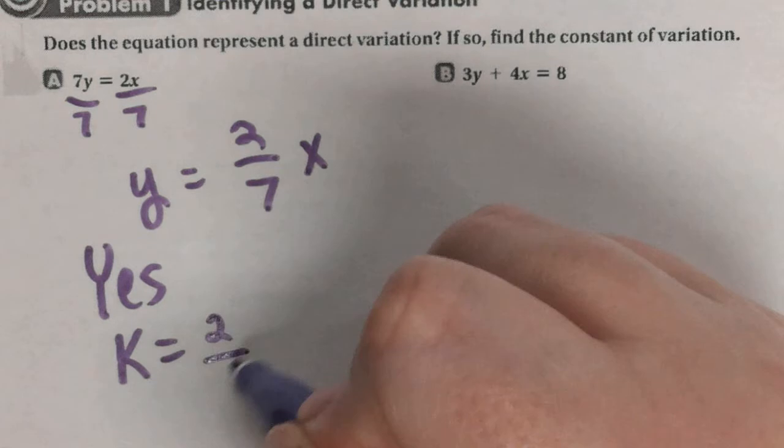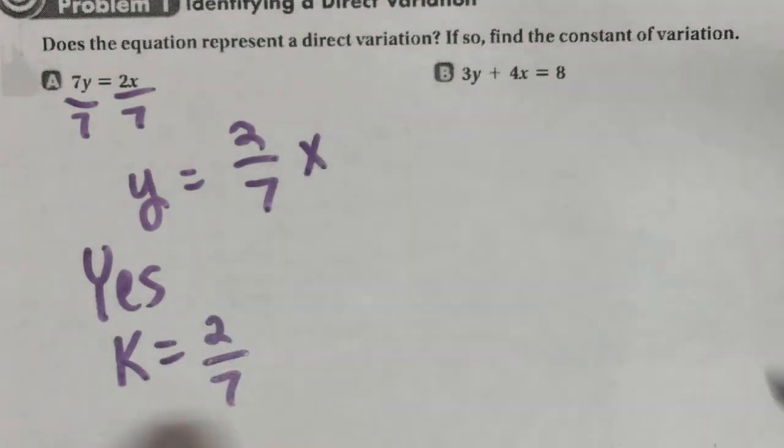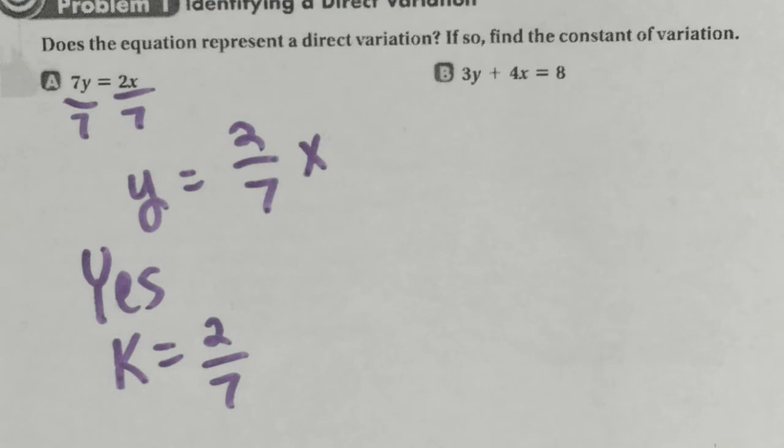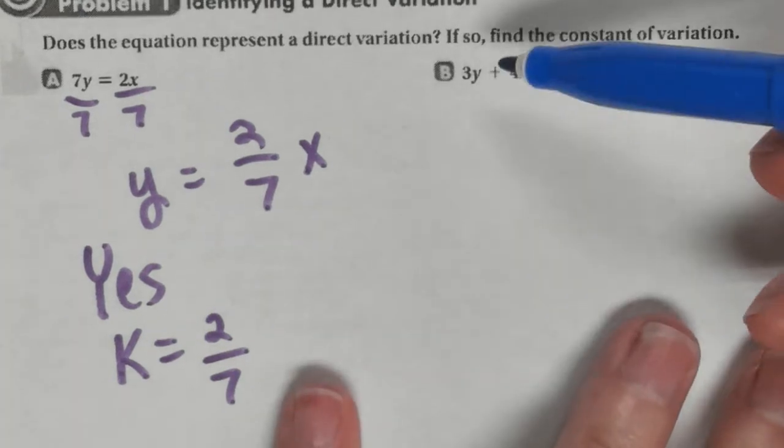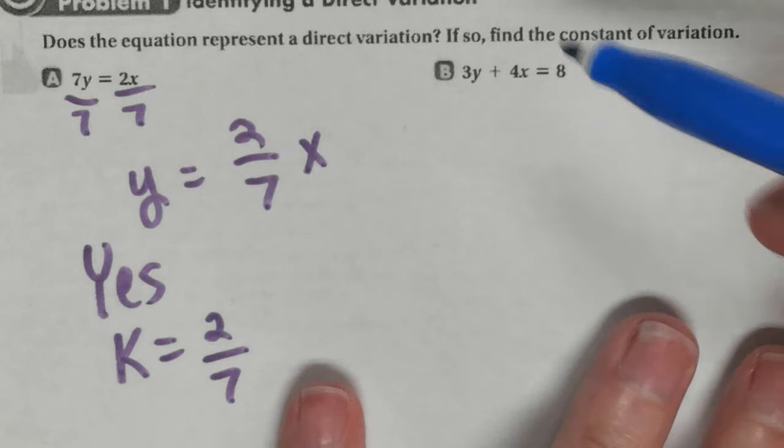2 over 7. This is your constant of proportionality. Like I said, it's the same thing as slope, but it's used for different things, so they have another name for it. But it's the same thing. M and K mean the same thing in these equations. Okay, this one we've got to solve for also to see.